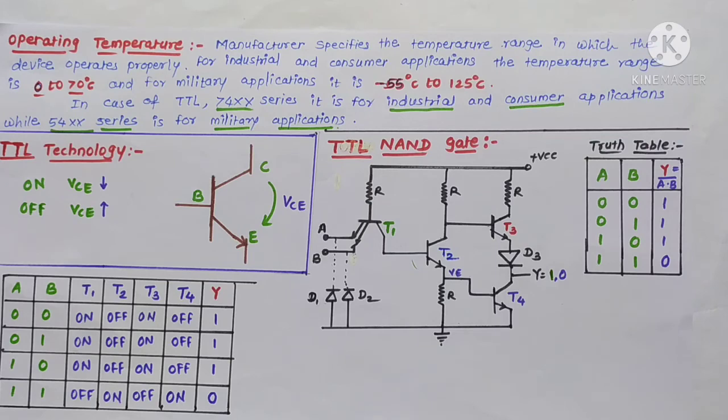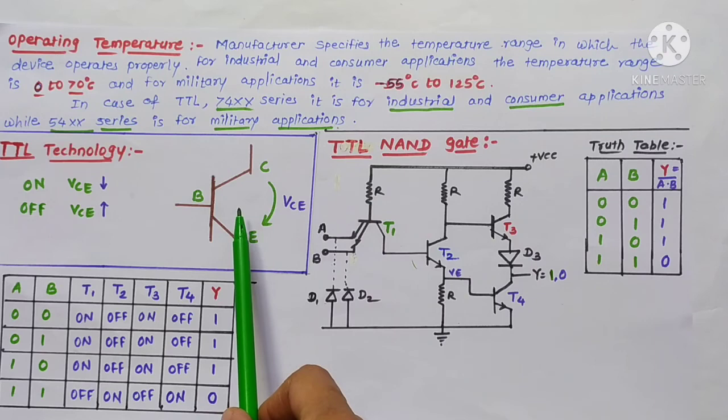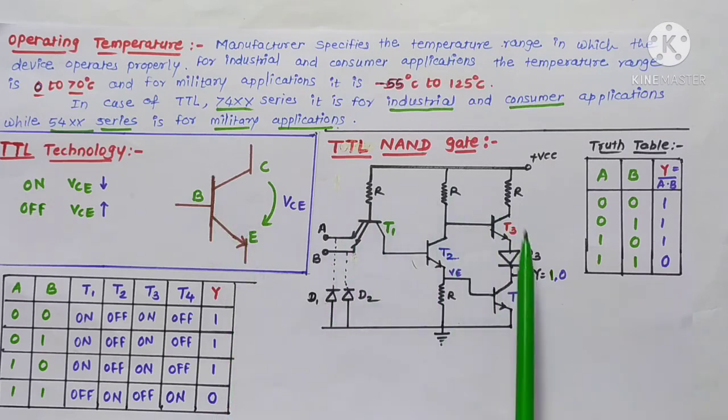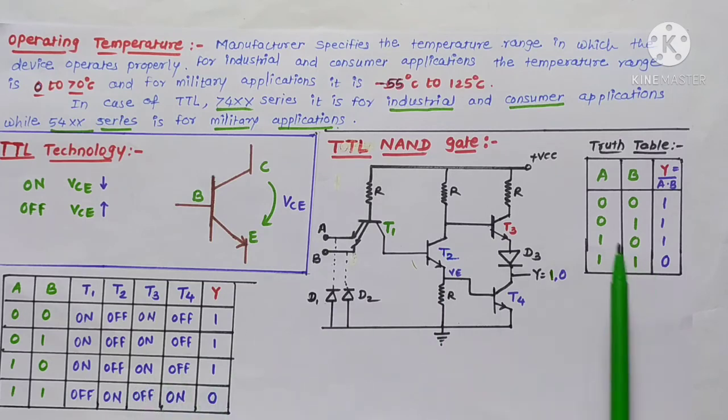Okay students, in short, by observing this truth table and remembering this basic concept of transistor as a switch, you can easily explain this circuit diagram with the help of this truth table.